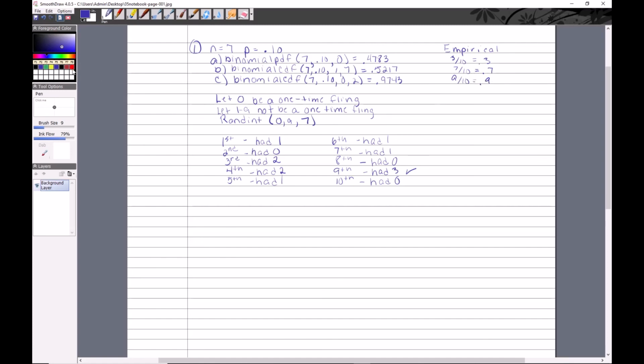So looking at this, these two are fairly close. And then these are a little bit off. But again, we didn't do a whole lot of trials, so we're just going to have to live with a certain amount of variability in our answers. Okay, so that's how you do a simulation.